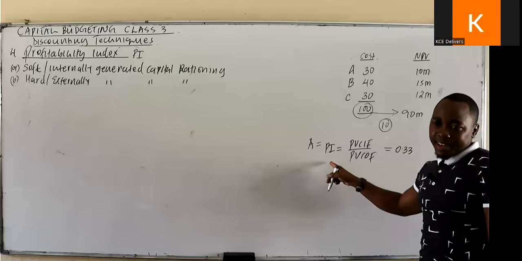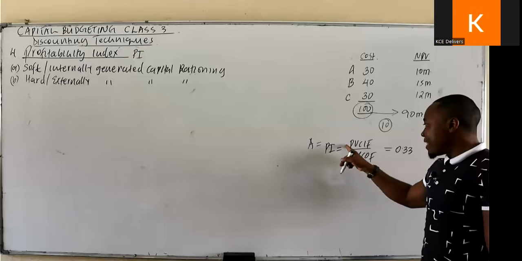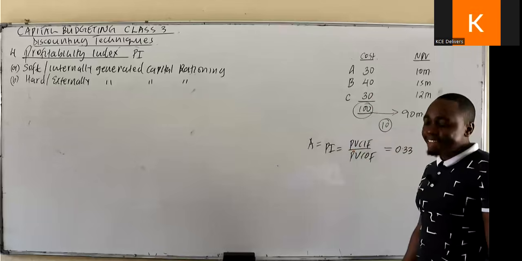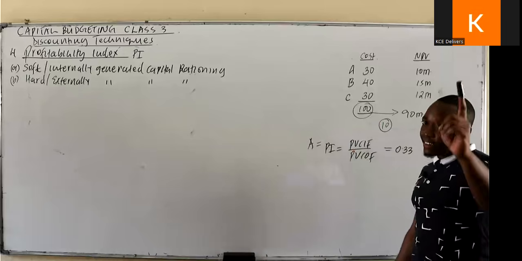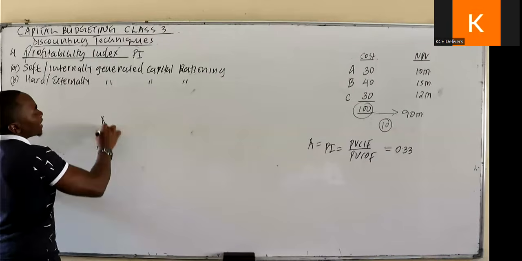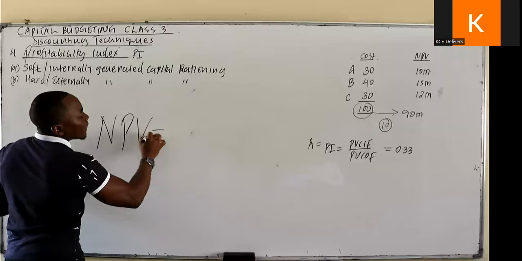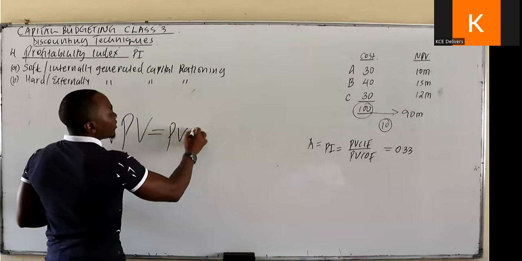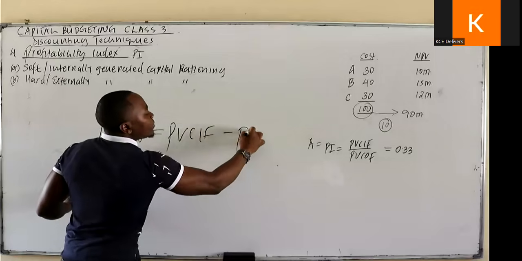It is the present value of cash inflow. How much is the present value of cash inflow? 10 is NPV. Are you together? How do we get NPV? It is the present value of cash inflow minus the present value of cash outflow.